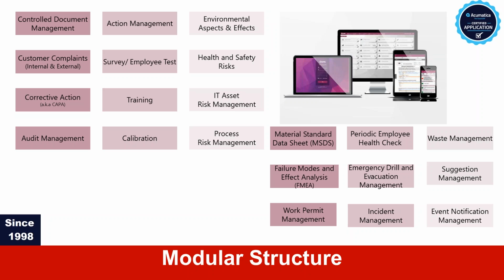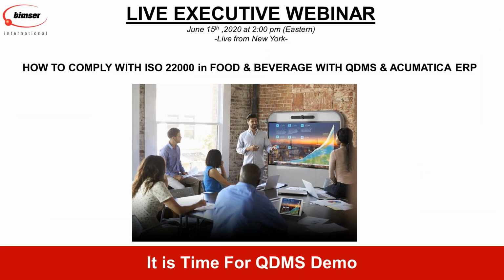So at the end of the day, as Bimser International, we'd like to help companies comply with many different quality management systems digitally. That's our goal. Keeping this in mind, we offer these tools in the Acumatica ecosystem, and you can decide which modules you'd like to have. There is no minimum. You can start with a couple of modules and add more anytime you like, and you can comply with your quality management system in a digital environment. It is very important to manage your quality management system digitally for ISO 22000, since food is very sensitive in terms of safety and health concerns. So QDMS is ready to be your best friend when you are complying with ISO 22000.